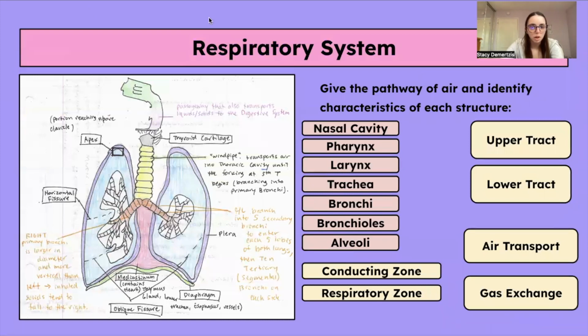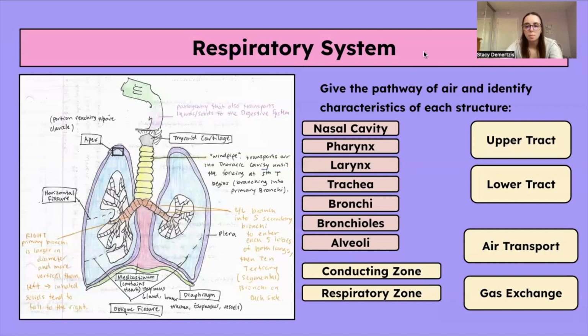So we can talk about the respiratory system. Any questions on either endocrine or the cardiovascular system before we do respiratory system? All right, if there are no questions, hopefully we'll have time for questions at the end. But yeah, let's talk about respiratory system.